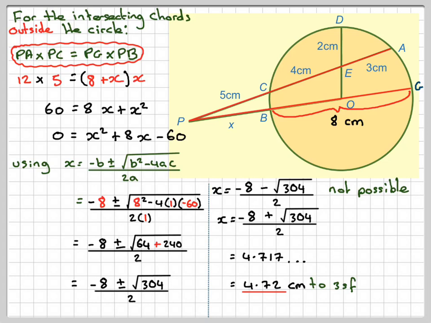Okay, so this has been a video to show you how to use both intersecting chords inside the circle and outside the circle to find a missing length.